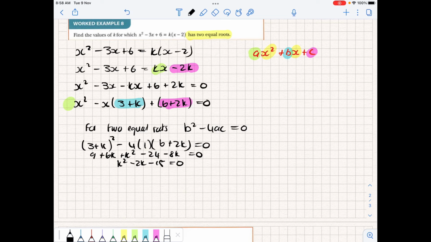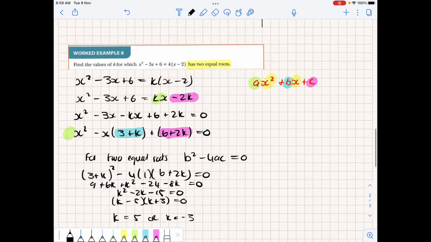Factors of 15 are 3 and 5. So we'll have k minus 5, k plus 3 equal to 0. So k could be equal to 5, or k could be equal to negative 3. Those are the values for k that would give us 2 equal roots. If we substituted those values back in here, we would get a quadratic equation with 2 equal roots, and you can go and test that out for yourself.